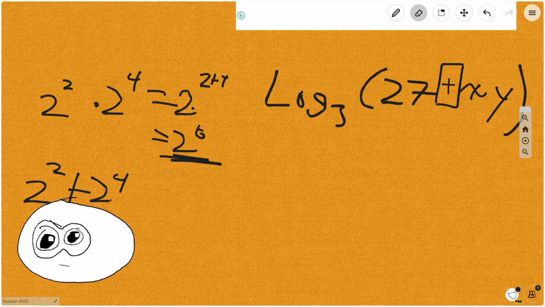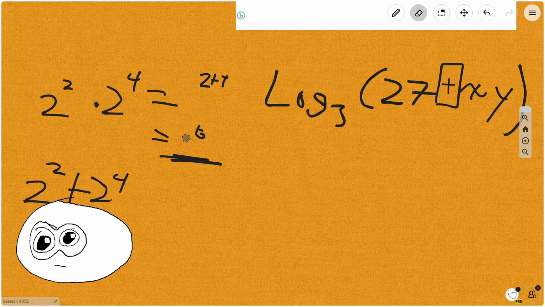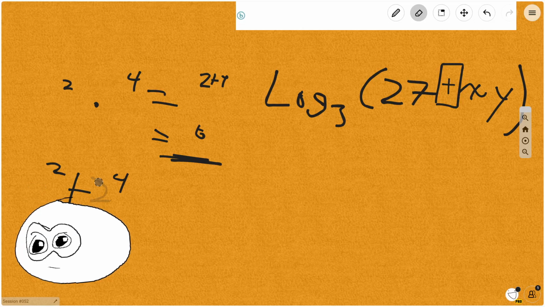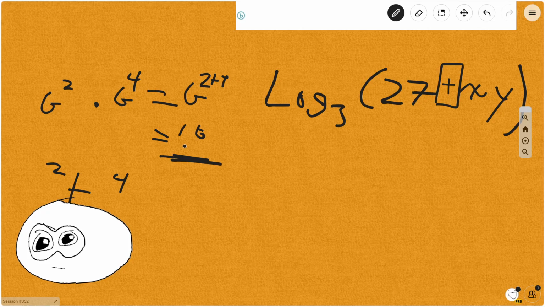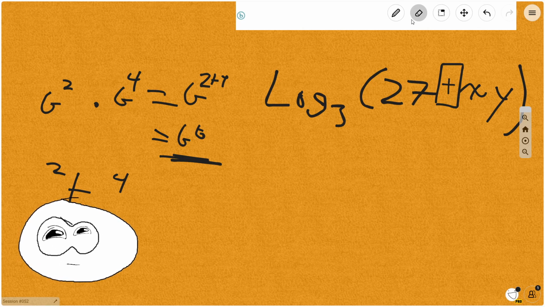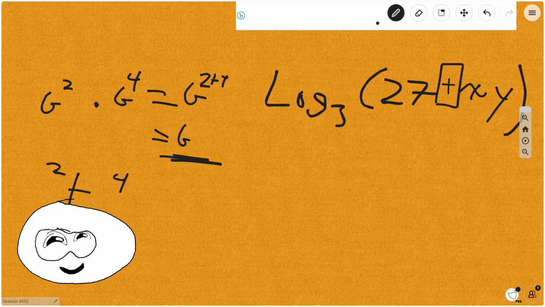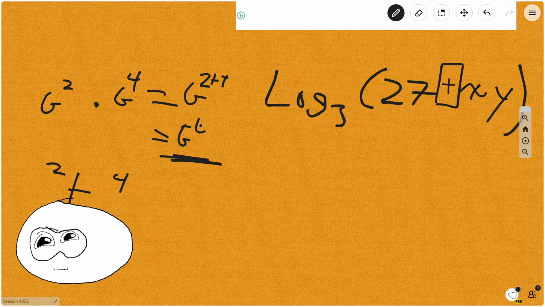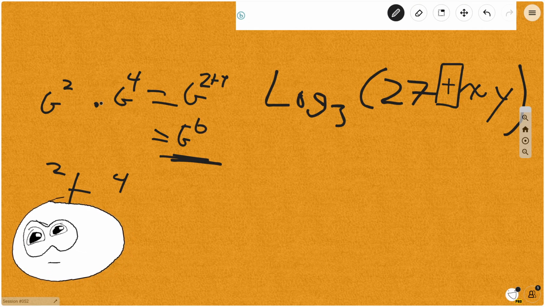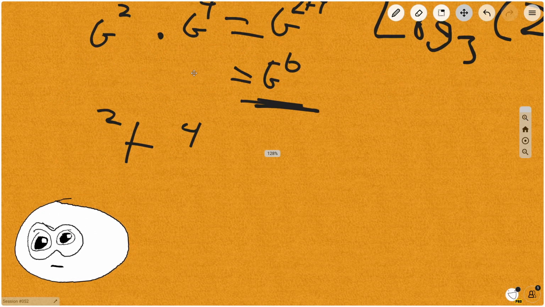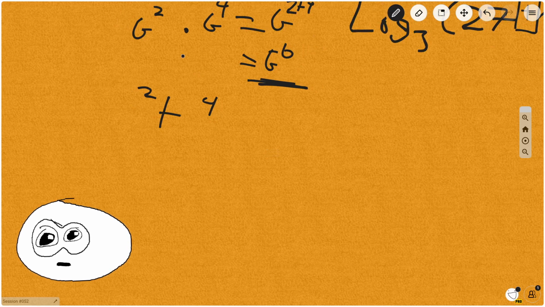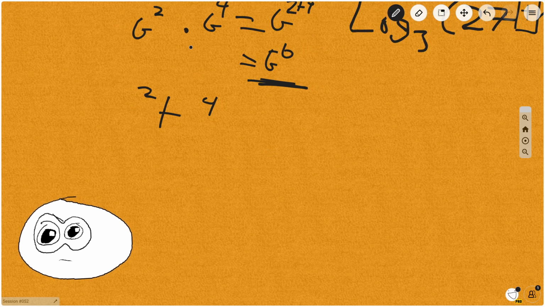And in fact, I think it becomes easier if I don't use 2, and I use a variable instead. Let's try g. So g to the power of 6. If you have g to the power of 2 times g to the power of 4, then you get g to the power of 2 plus 4, that equals g to the power of 6, right? And that way we don't get confused by trying to solve the equation.